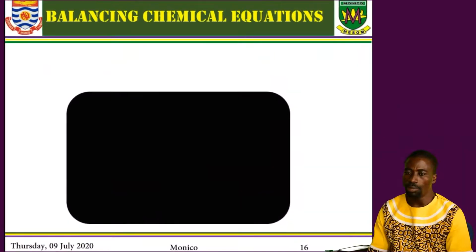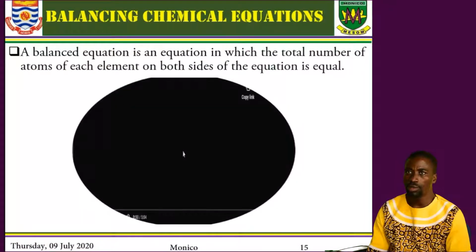Alright, so I believe you have enjoyed the video. So we are saying that a balanced equation is an equation in which the total number of atoms of each element on both sides of the equation is what? Equal. So you saw that in the reaction of aluminum and oxygen, we have an atom of aluminum plus 2 atoms of oxygen, that's the O2, giving us Al2O3, as we saw earlier in the writing of our chemical formula.